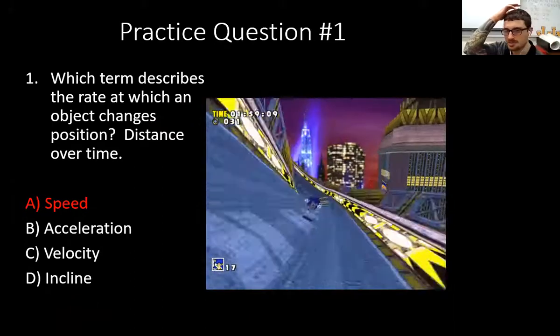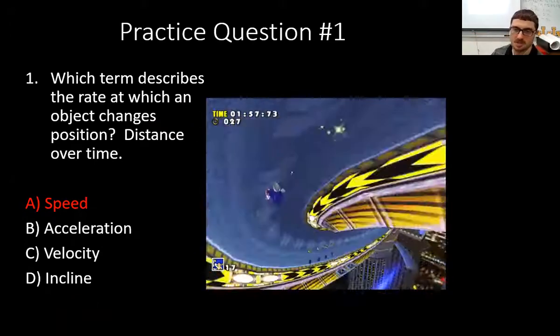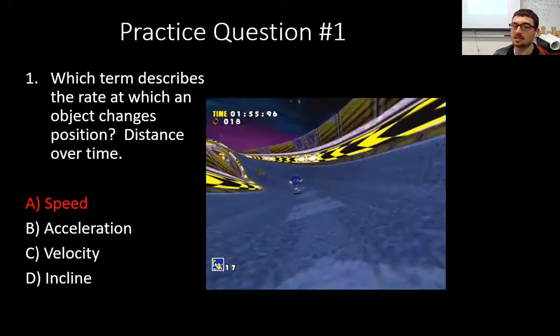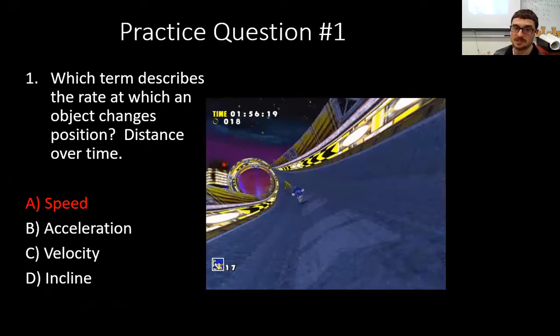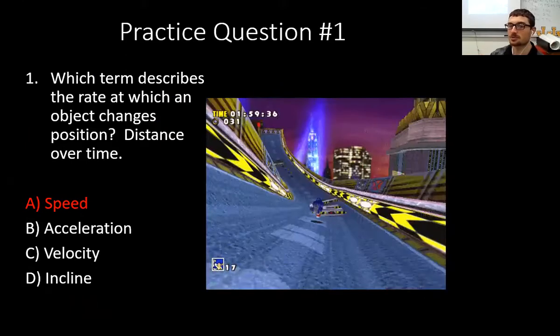Speed, again, is the general term, just distance over time. Acceleration is the rate at which speed increases. Velocity is the speed given direction.